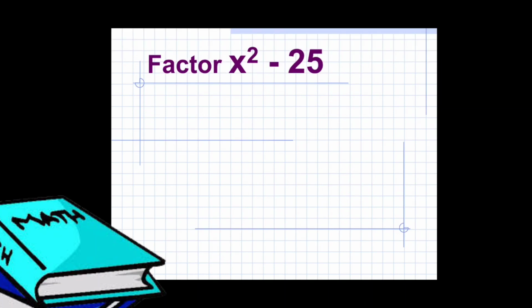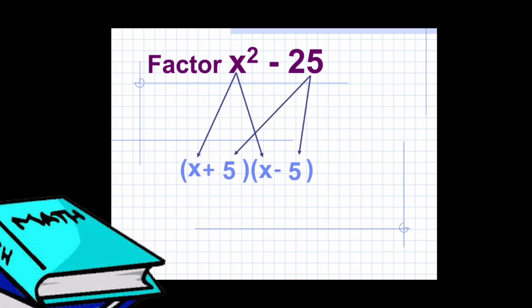For our first example, let's factor x squared minus 25. So we need to find the square roots of the two terms that are perfect squares. The square root of x squared is x, and the square root of 25 is 5. Then we need to write the factorization as the sum and difference of the square roots. The sum of the square roots is x plus 5, and the difference between the roots is x minus 5. So, x squared minus 25, our answer is x plus 5 times the quantity of x minus 5.